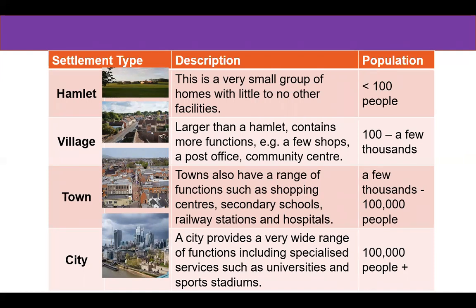A town is larger. You're looking at a range of functions: primary schools, secondary schools, shopping centres, railways, hospitals, and they range from a few thousand to about 100,000 people. And then you're looking at a city. A city provides a very wide range of functions, including specialised services such as universities and sports stadiums, and you're looking at over 100,000 people living in a city.